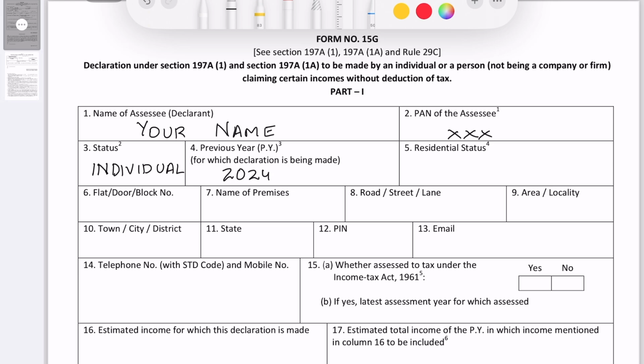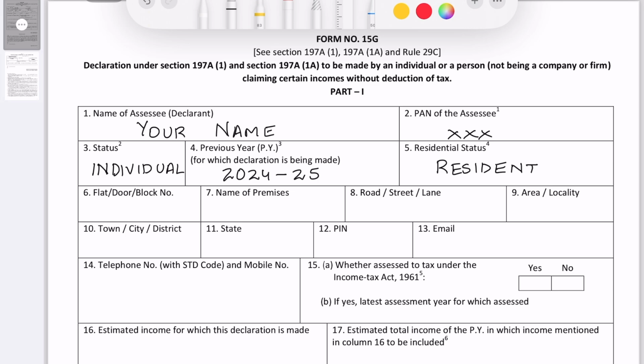So which financial year are we in? It started on 1st April 2024 and this is going to get over next year on 31st March. So 24-25 is the financial year. The residential status is resident. By the way, if you're an NRI, this video is not for you. You can turn it off and go back to enjoying your life.